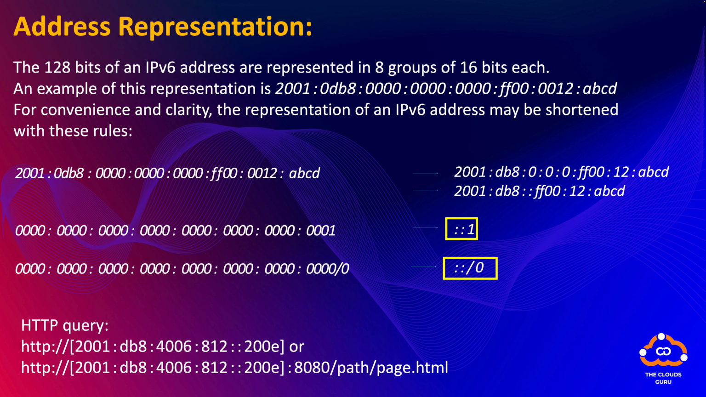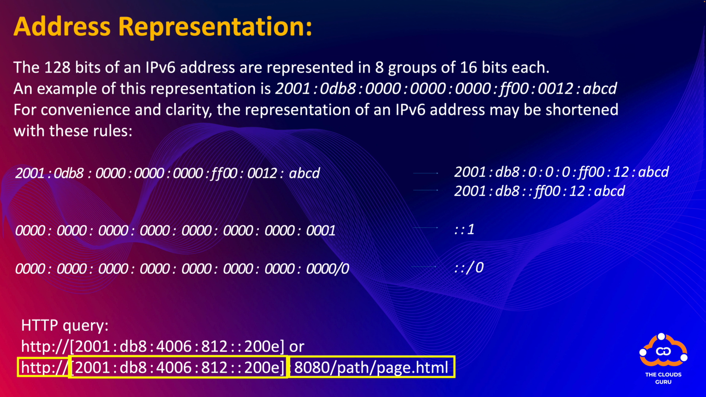::1 is a loopback address in IPv6 and ::/0 represents the default route. How to HTTP query on the web browser? Simple. After http:// prefix, in the square brackets, put the IPv6 address. Then the second option is http:// prefix, then in square brackets put the IPv6 address, then the port number with the path to the page.